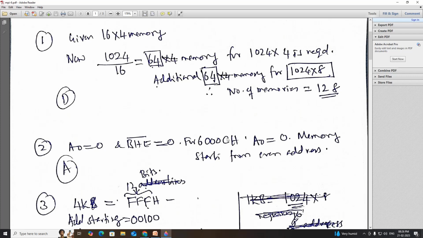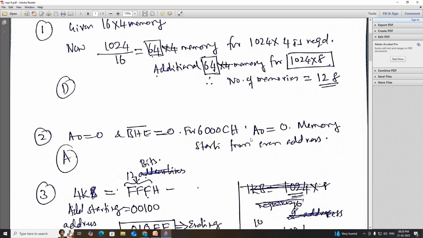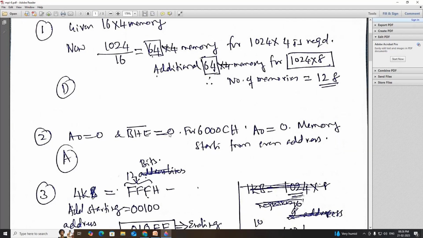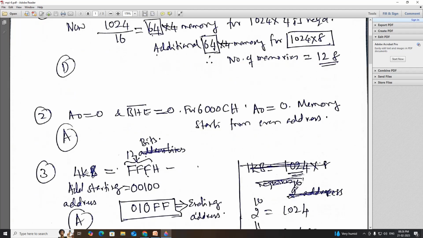For 6000C, C is an even number. That means A0 will be equal to 0, so this is an even address, and for an even address, A0 is equal to 0. For a word in a single bus cycle, BHE, bus high enable, should be equal to 0. So option A.